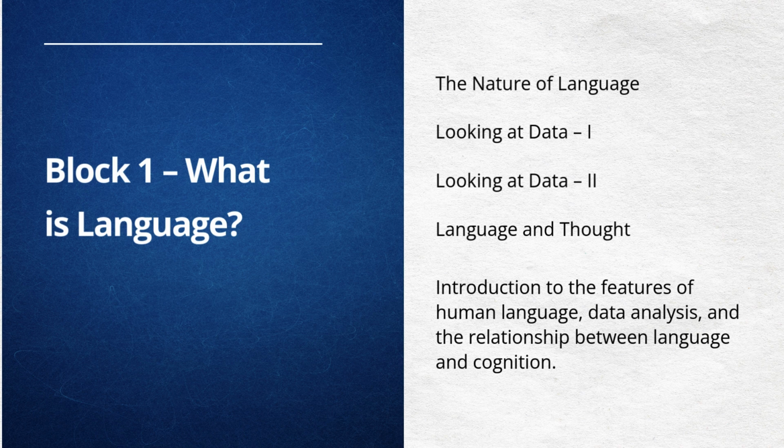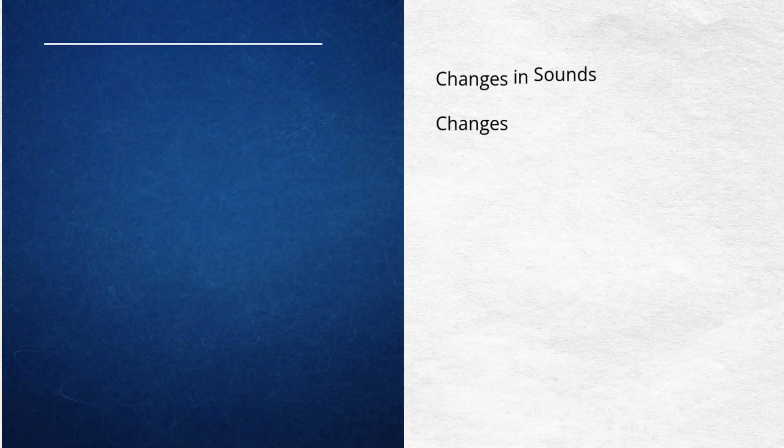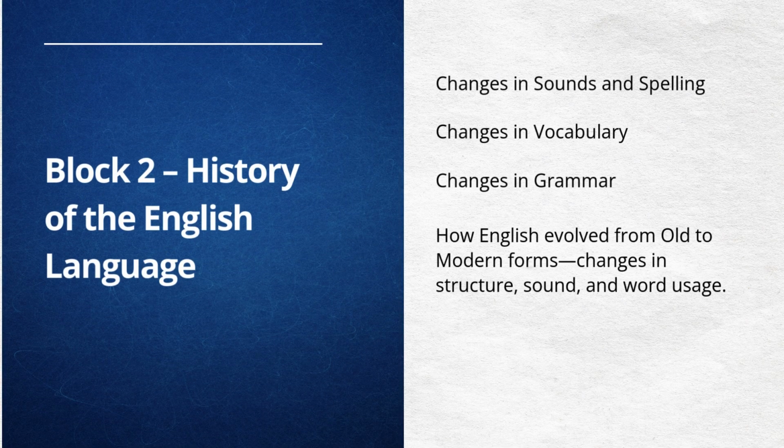From there, we move into the evolution of the English language in Block 2, History of the English Language. This block helps you trace how English has changed over centuries through shifts in sound, spelling, grammar, and vocabulary. You will understand why English looks and sounds the way it does today, and how historical influences from invasions to literature shaped the language we use.